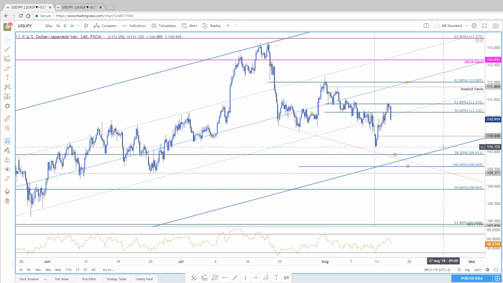I do think may have legs, and I'll tell you why. We'll take a look at the S&P in a moment. Any questions here on dollar yen? Let me just go over the levels real quick.